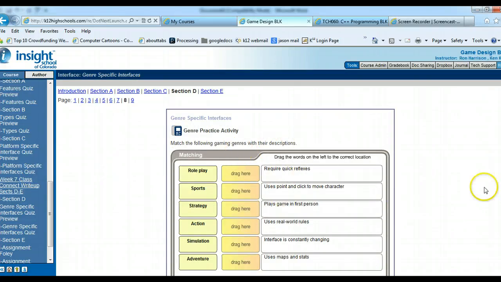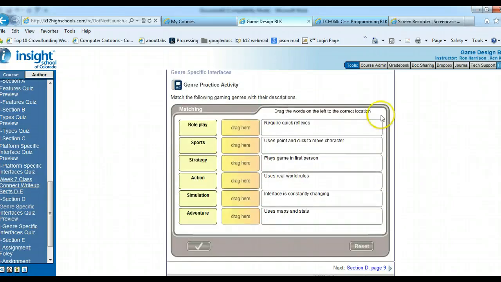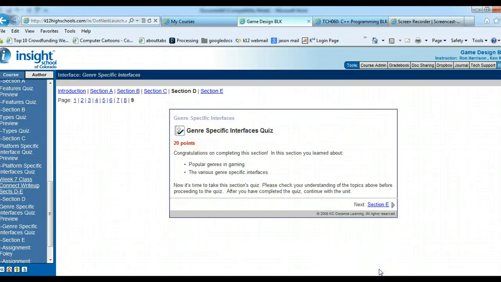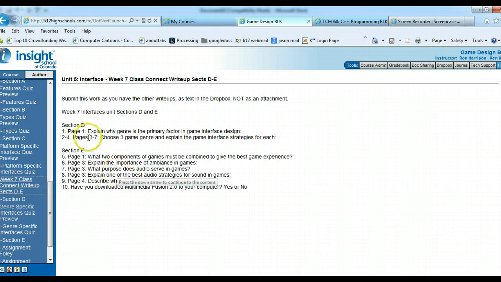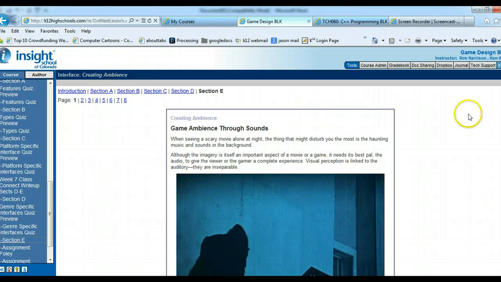Now here's a little drag and drop activity to see what you know about genre and interfaces. Then you have the genre-specific interface quiz, and as always, I have the preview for you right down there. So those Class Connect write-up questions, those are pretty quick, and this is the one I just talked about. I don't want you copying the whole paragraph, just give me a little bit of information. Okay, so that's D.